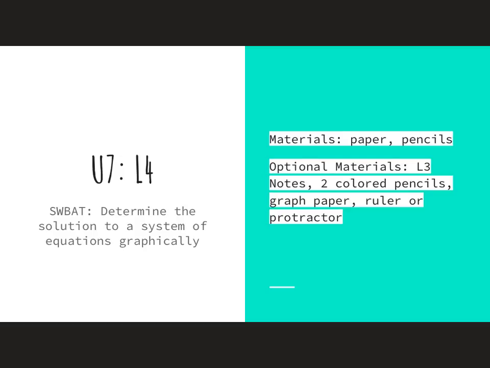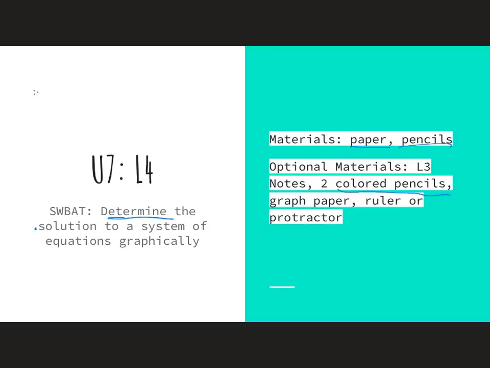This is the last lesson where we're going to be solving these systems by graphing. Then we're going to learn 2 other ways to do it. So as usual, get your paper, your pencil, if you've got it. You might need to take out your lesson 3 notes if you forgot how to know how many solutions there are. Colored pencils if you've got them, graph paper, ruler, protractor.